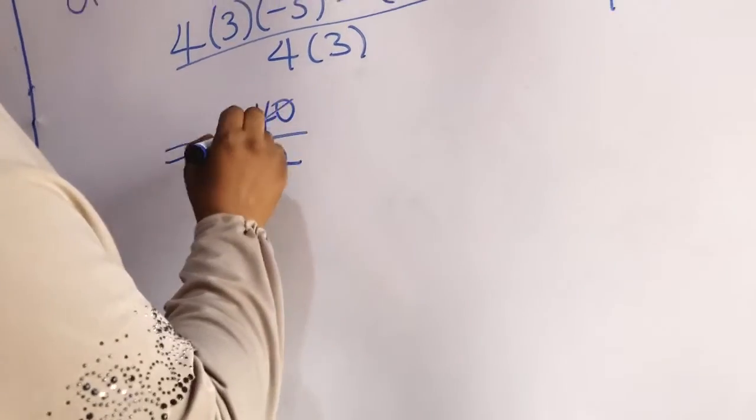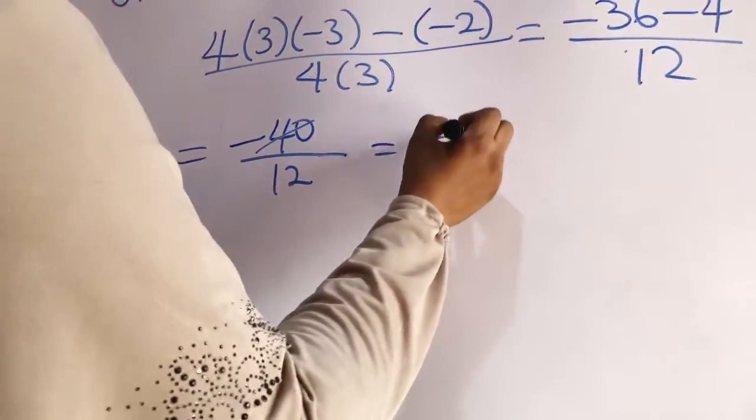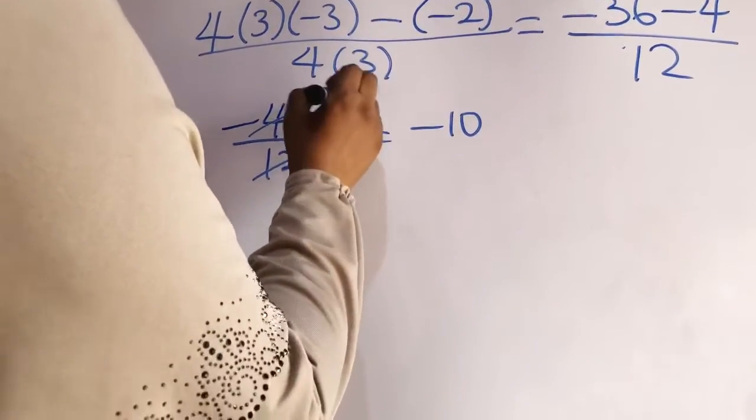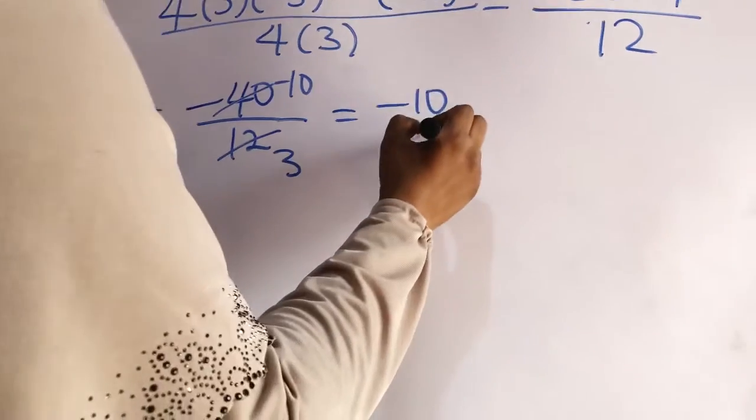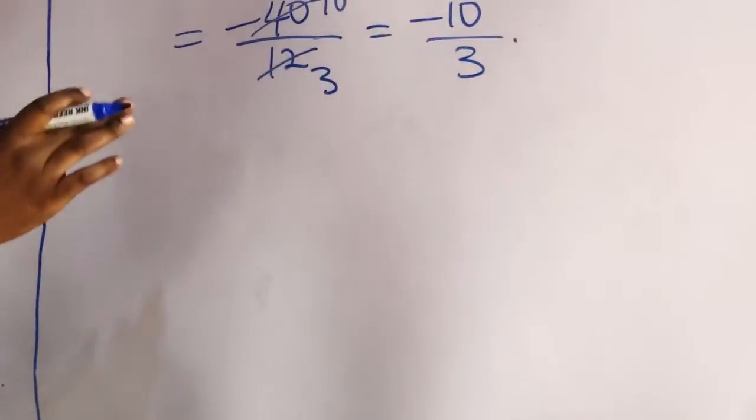So here, 4 in minus 40 is minus 10, and 4 in 12 is 3. So minus 10 over 3. Can you see? And the line of symmetry, we have done that.